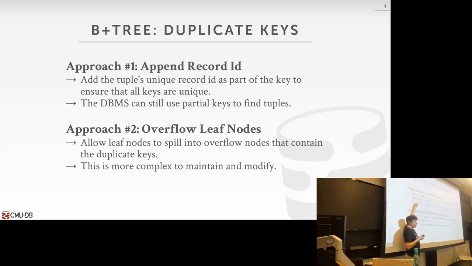The downside is now we're actually storing this record ID as an additional element of our key, and that increases the size of our index, the amount of data it takes to store the index. In this case here, we're not storing any redundant information unnecessarily to make things unique, but now we have this management issue. So let's go through both of them.